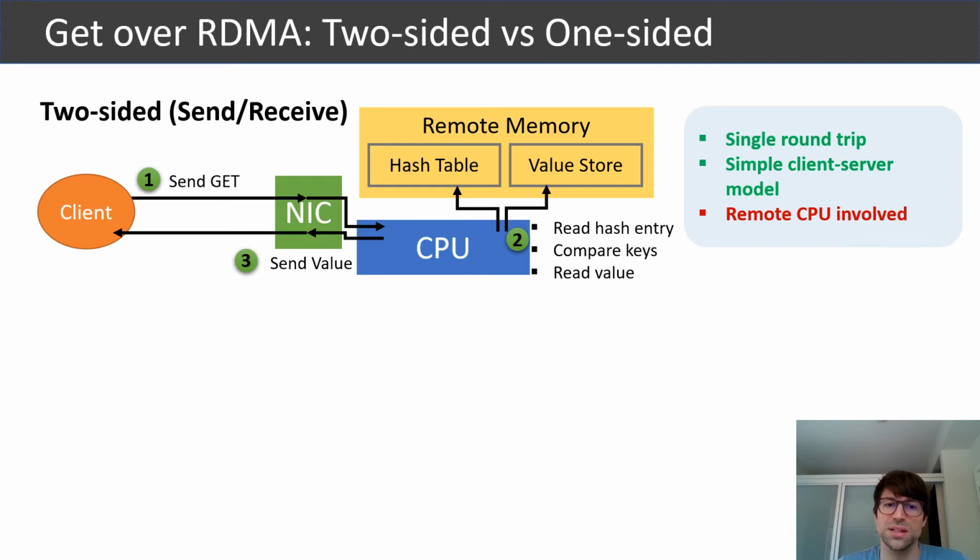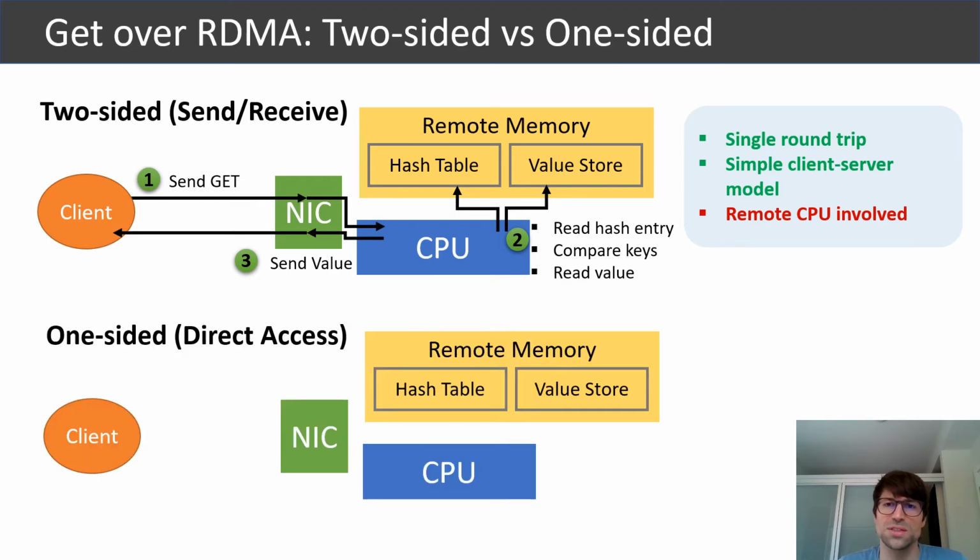As we can see, this client-server model maps very well to two-sided operations and allows us to execute an RPC in a single round trip. The drawback of this approach is that the remote CPU is involved in the operation, introducing additional latency.